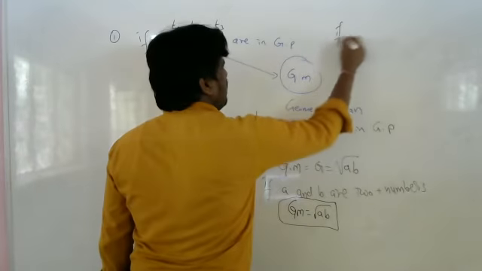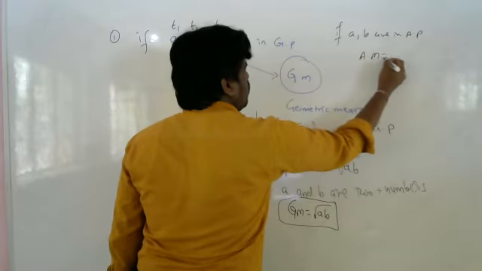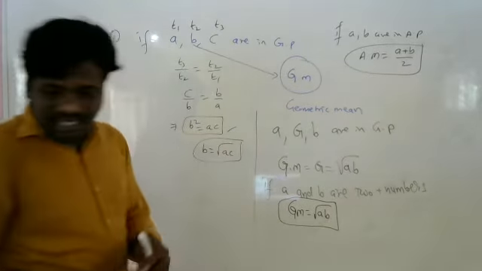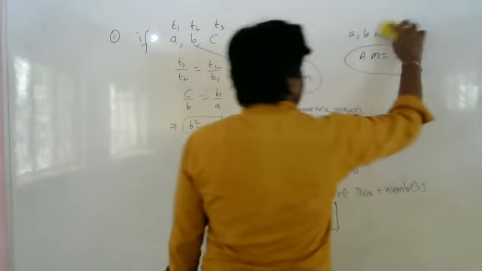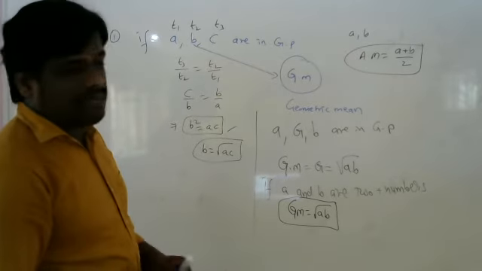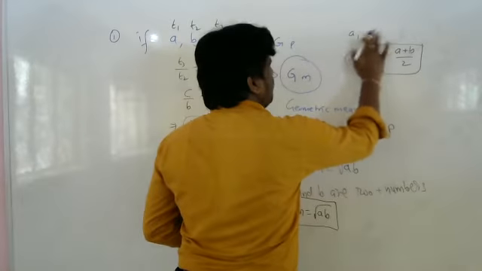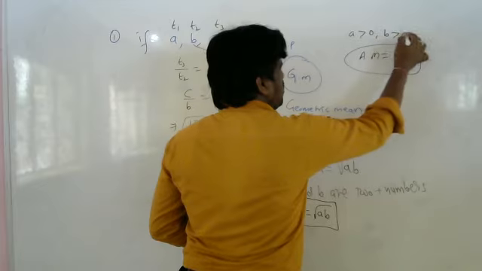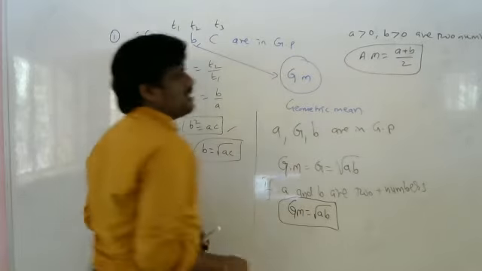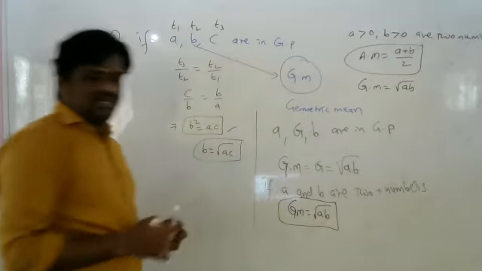If A and B are two positive numbers, then AM is A plus B by 2. If A and B are two numbers, then the AM of the numbers is A plus B by 2. If A greater than 0, B greater than 0 are two numbers, then AM is A plus B by 2 and GM is equal to root AB.